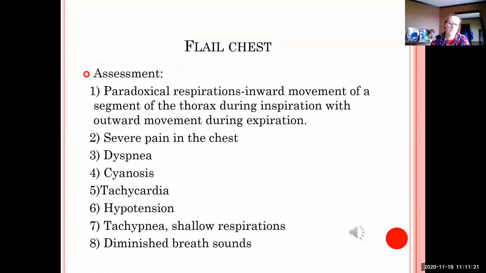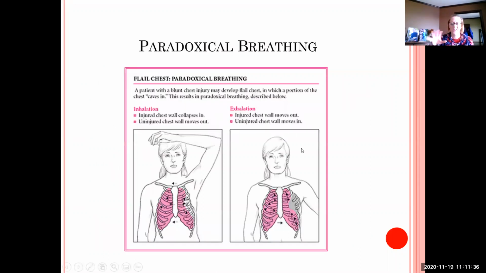And then also severe chest pain, dyspnea, cyanosis, tachycardia, hypotension, tachypnea, shallow respiration, diminished breath sounds. So all those things that we're going to be looking for, because they can go into respiratory distress. There's a picture, an image of what that paradoxical breathing can look like.